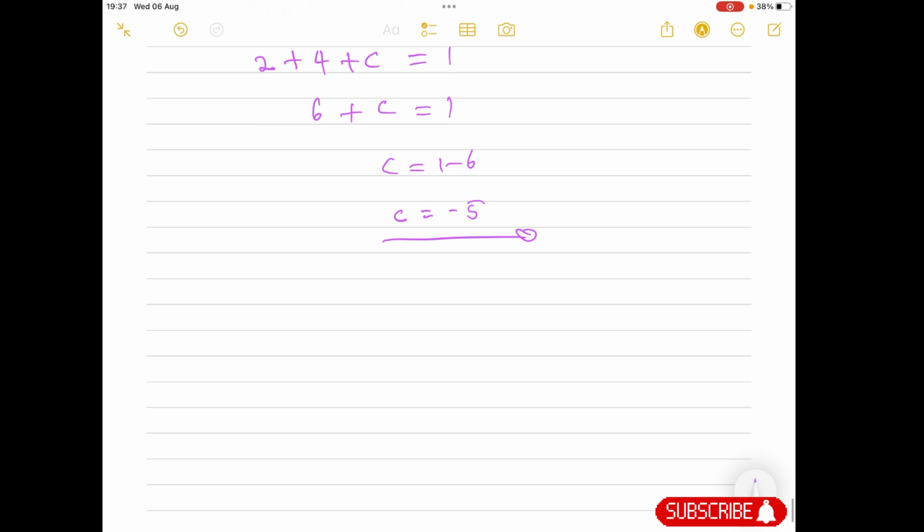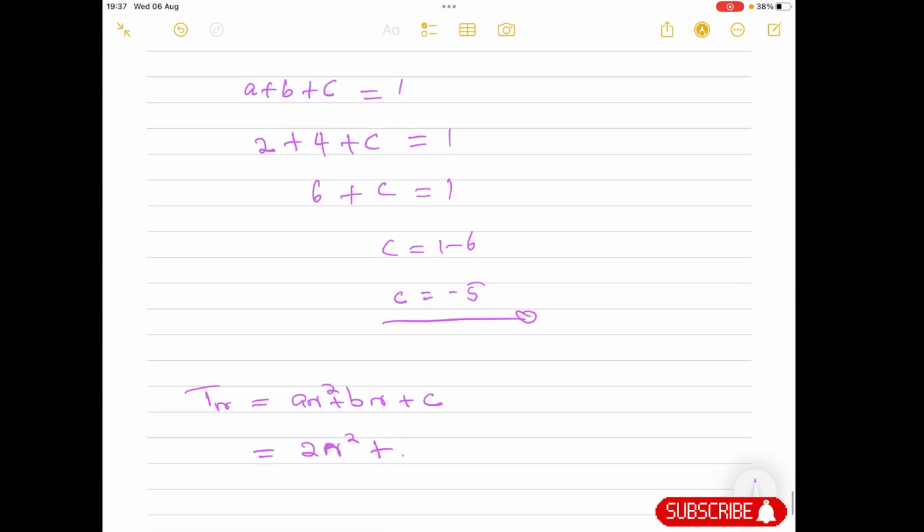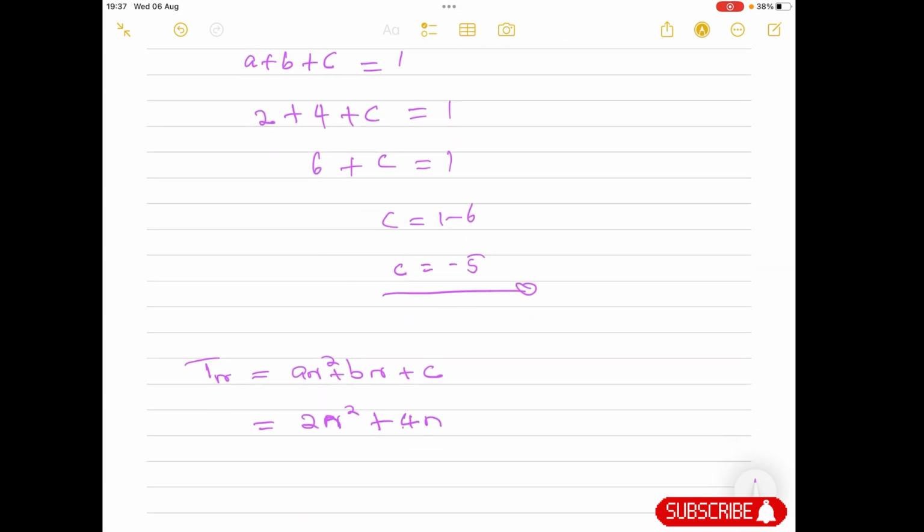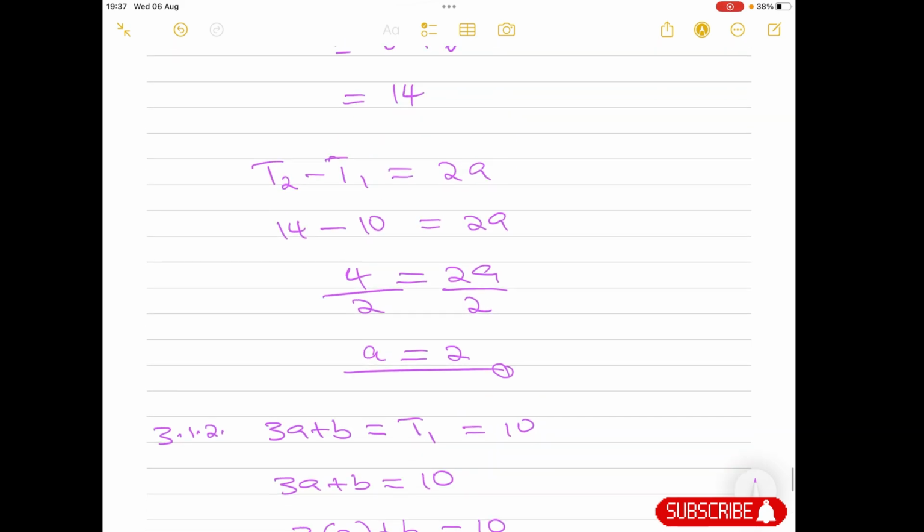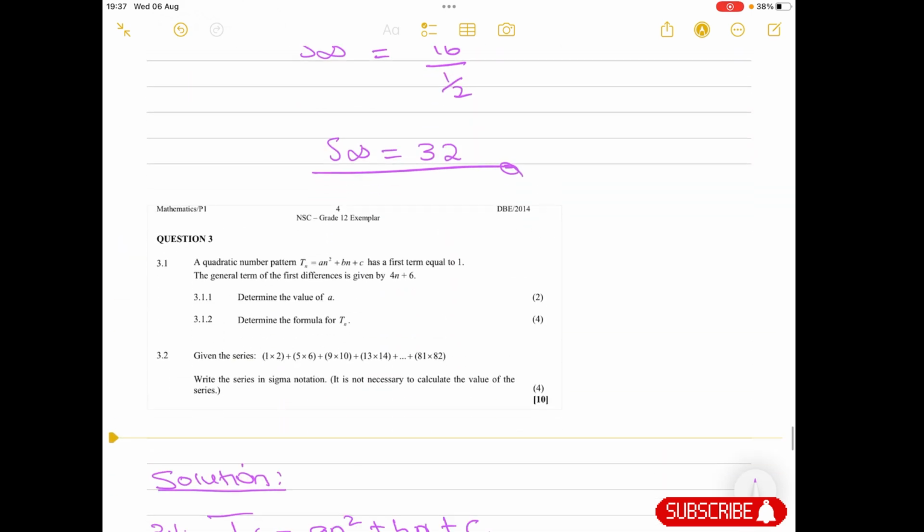Am I done? No, I have not yet answered the question. The question says I should find the general term. So now I conclude by saying Tn is equal to An squared plus Bn plus C, where A is 2, so 2n squared, plus where B is what? We said B is 4, so 4n, and C is minus 5. So this is the complete solution for the problem that we are tasked to answer. What is next?